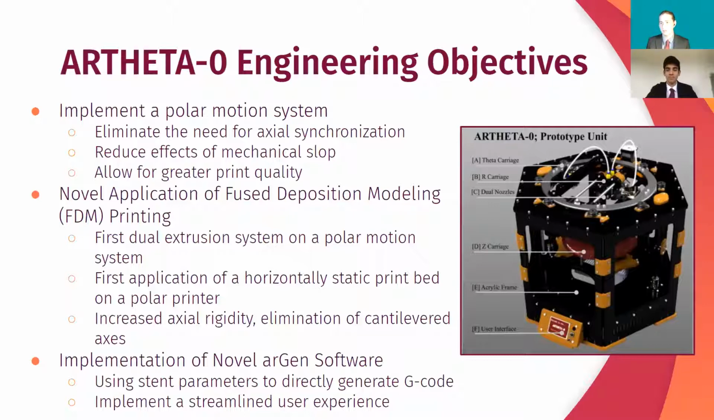And for that, we implemented a polar motion system, which is a revolutionary motion system consisting of R, theta, and Z axes. Now, a traditional Cartesian printer, which contains X, Y, and Z axes, would require the perfect coordination of the X and Y axes in order to print the circular geometries of artery stents. And due to the actual scale of artery stents, all inaccuracies and mechanical slop are going to be magnified greatly on a Cartesian system, contributing to increased ovality and stent deformation.